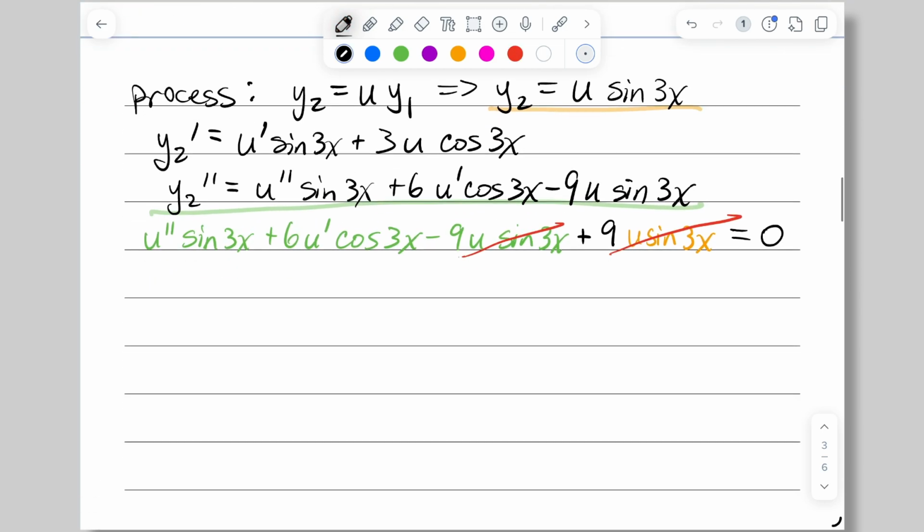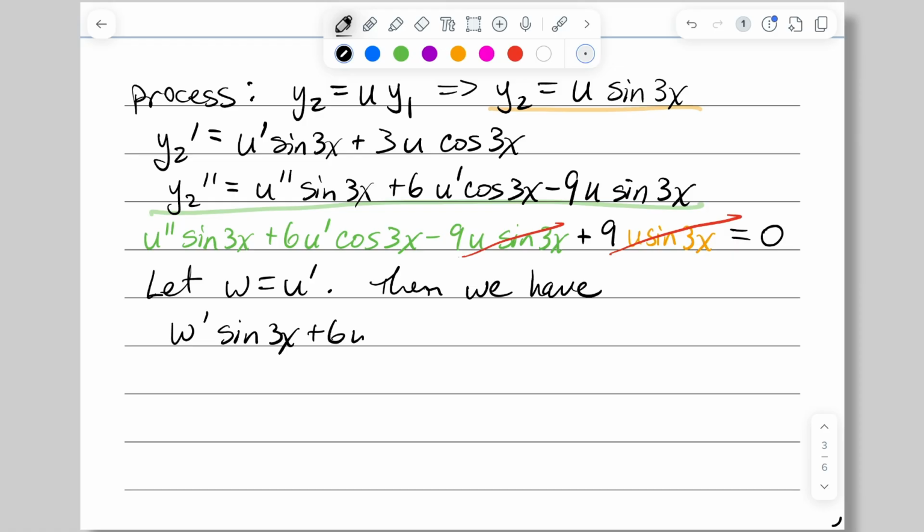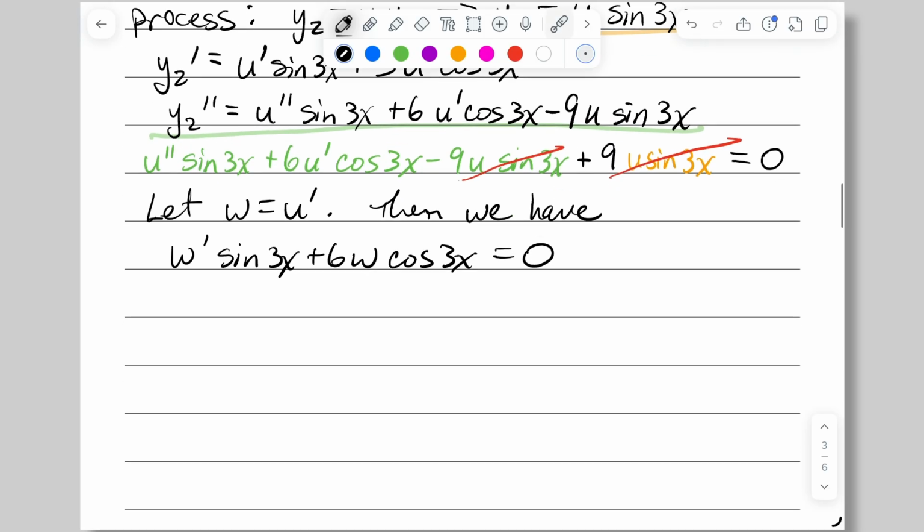Now we're going to make our reduction of order substitution. Let w = u'. Then we have w' sin(3x) + 6w cos(3x) = 0. Now to be a little bit formal here, remember that w is a function of x, therefore w' is actually dw/dx. And then we have that times sin(3x) + 6w cos(3x) = 0.